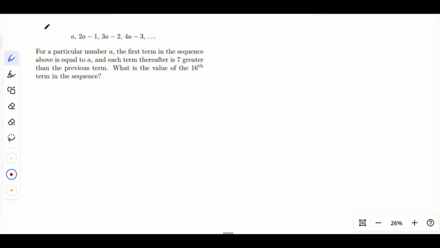Here is a short but interesting sequence problem. We are given the sequence: a, 2a minus 1, 3a minus 2, and 4a minus 3. The question says that each term is 7 greater than the previous one, and we need to find the 16th term of the sequence. Let's solve it step by step.